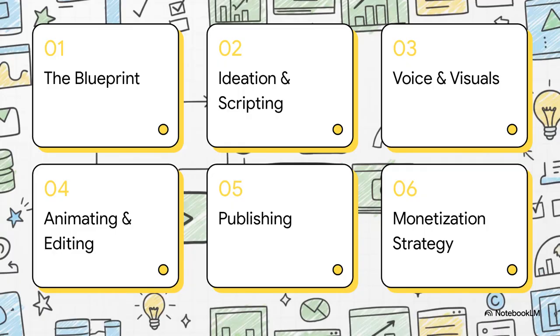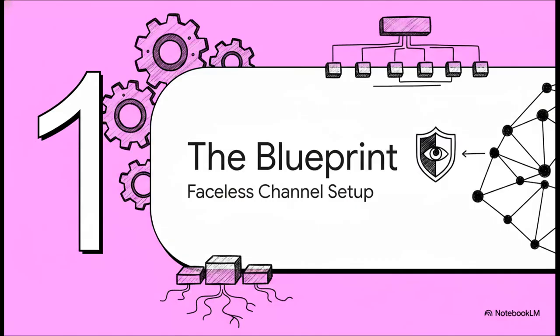Okay, let's dive into this. We're going to follow a really simple 6-step roadmap today. 1. The Faceless channel blueprint. 2. Automating ideation and scripting. 3. Generating voice and visuals. 4. Animating and editing content. 5. Publishing and optimizing. And 6. The hidden monetization strategy. Starting right off with step 1, the Faceless channel blueprint.